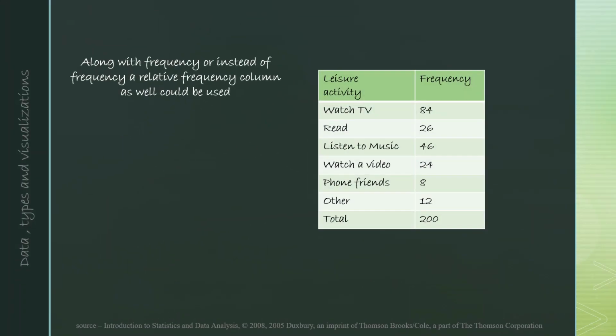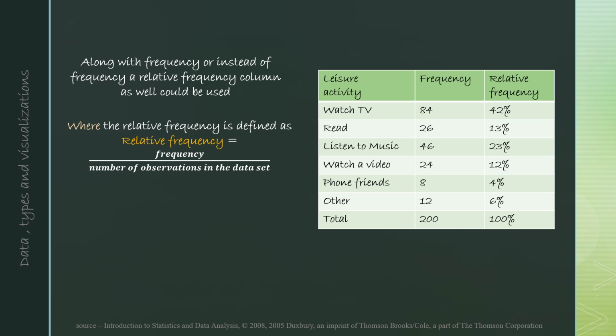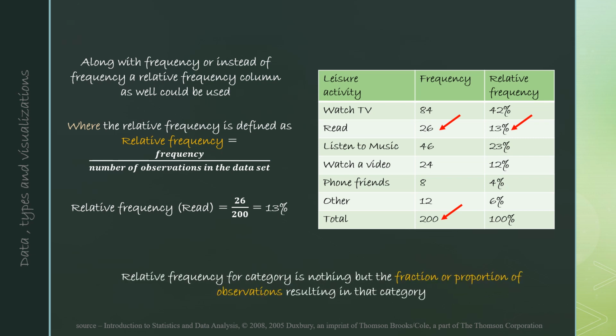Along with frequency or instead of frequency, a relative frequency column could be used, where relative frequency equals frequency divided by the number of observations in the data set. For example, relative frequency for the leisure activity reading equals 26 divided by the total 200, which equals 13%. Relative frequency for a category is nothing but the fraction or proportion of observations resulting in that category.